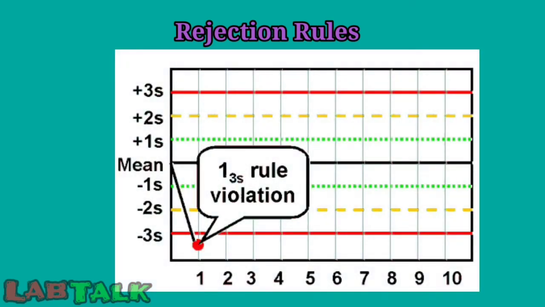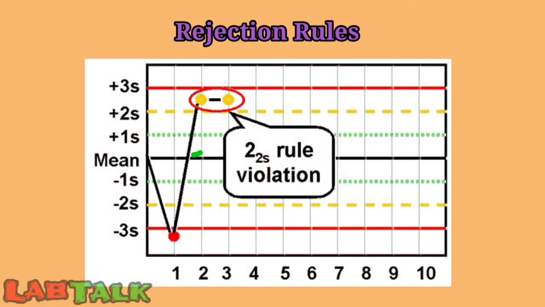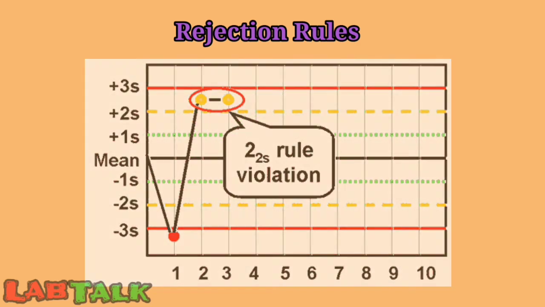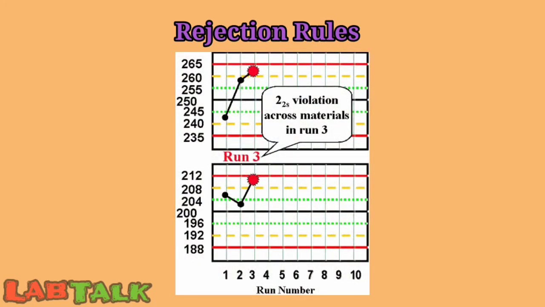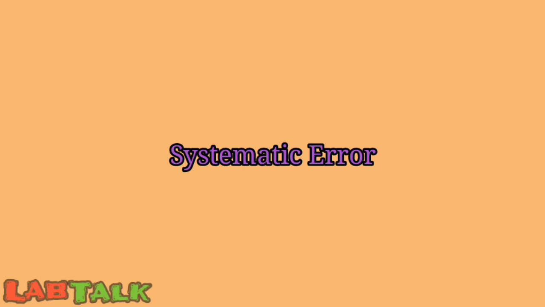Now we will see what are the rejection rules. First of all, we will see the 1-3S rule, in which one of the control values is outside the 3 standard deviation limit. This is a rejection rule. Next, there is the 2-2S rule, which says 2 consecutive controls are outside the 2 standard deviations, or if there are multiple controls, 2 controls are outside the 2 standard deviations in a single run. This is a rejection rule and it flags a systematic error in the measurement system.